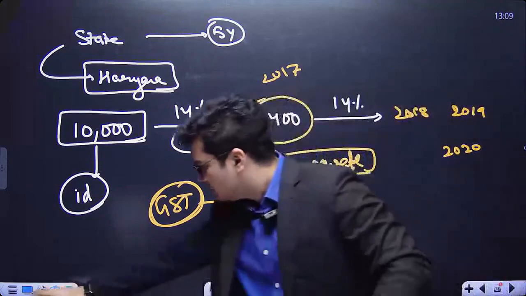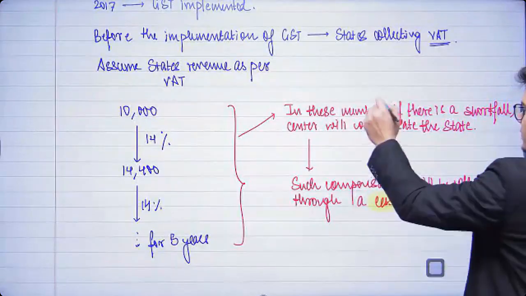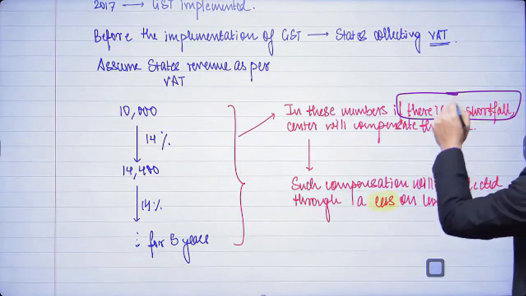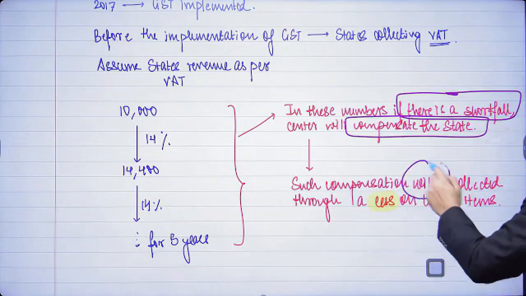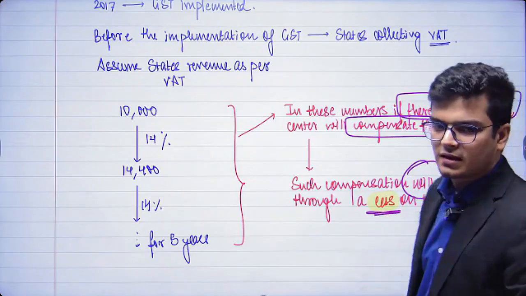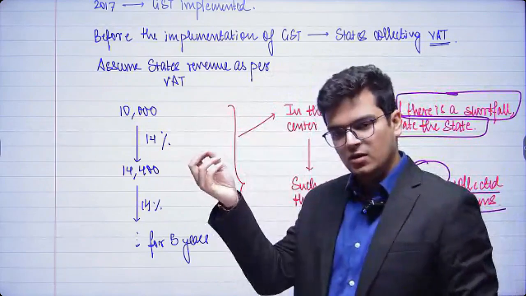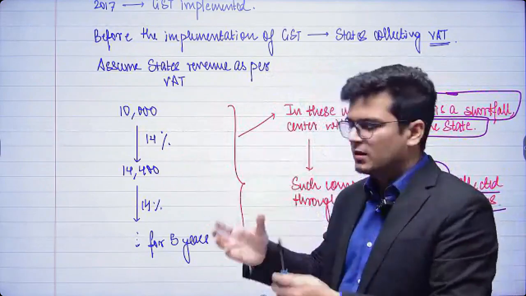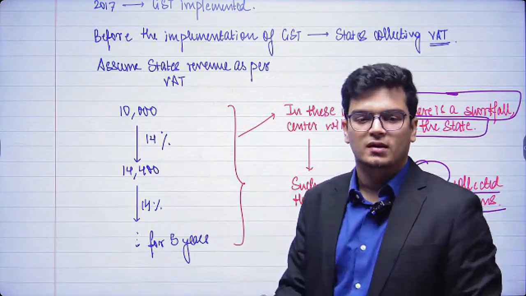Now, this scheme was made saying that if there is a shortfall in these numbers, the center will compensate the states. Such compensation will be collected through a cess on luxury items. What a cess is, we will see tomorrow. When we buy luxury items, the central government will collect a cess from us. From that cess amount it will compensate the states for 5 years, assuming a 14% growth rate.